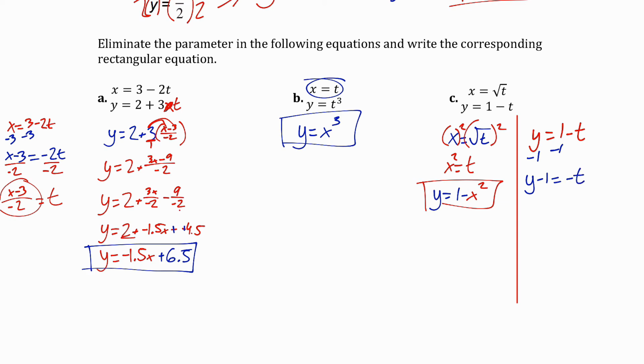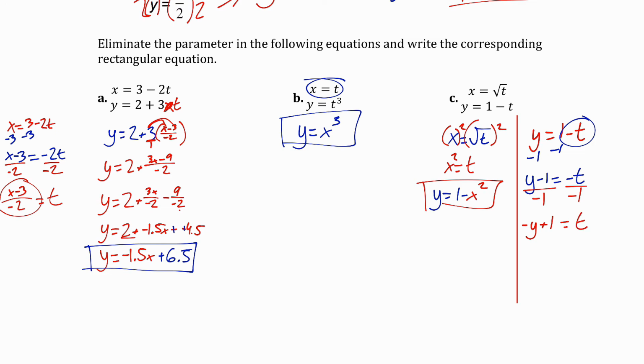That's one reason I don't like this one as much, because it's a negative t. Minus t means negative t. Make sure that sign stays with it. So now we're not trying to solve for negative t, we're trying to solve for positive t. So we can divide both sides by negative 1 or multiply both sides by negative 1. Makes no difference. Now y minus 1 divided by negative 1 gives us negative y plus 1, and negative t divided by negative 1 gives us positive t.